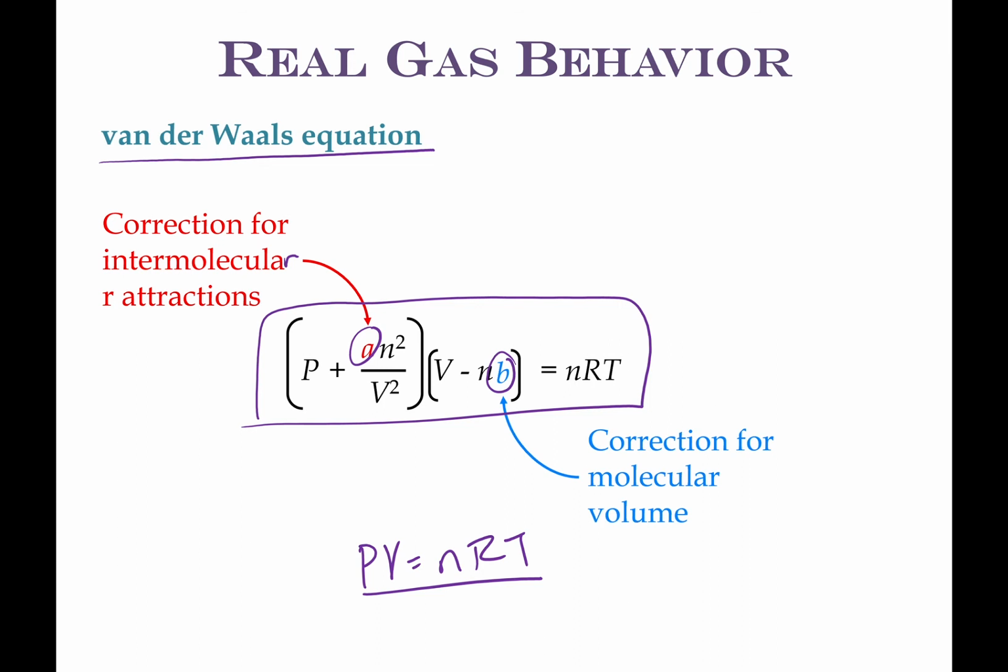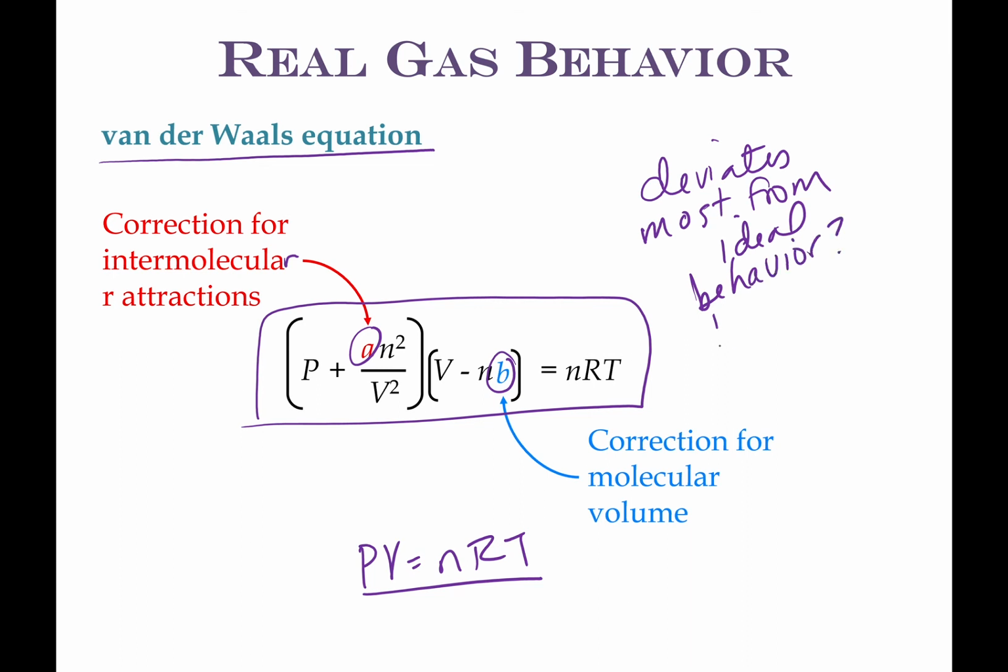So when does it deviate most from ideal behavior? High pressure, we're pushing them close together, and low temperatures, when they start to get really close together because they're cold and they can't move as fast. That says temperature. I think there should be another T in there. There you go, temperature. Well, that's it for gas laws.